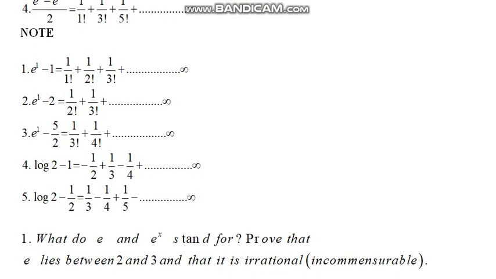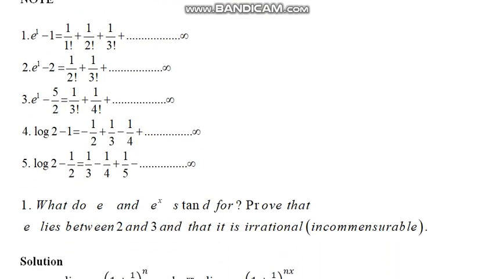And e power minus 1, suppose the first term 1 is missing, then in the right hand side you have to subtract that one here. E power minus 1 minus 1, e power 1 minus 1, and e power 1 minus 2, log 2 minus 1, log 2 minus 1 by 2, then these are the expansions.